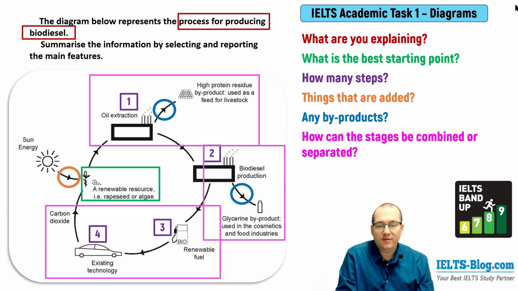Now I put 3 and 4 together because they're quite straightforward. You've just got renewable fuel and then existing technology, showing that it's going to a car. So that for me is quite straightforward. And then back to the end or the beginning, you've got the sun energy and the renewable resource in rapeseed or algae. Okay, so that's the way I would organize it. But again, you don't have to follow me exactly.